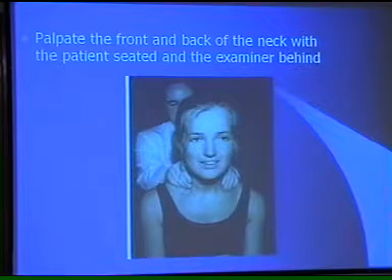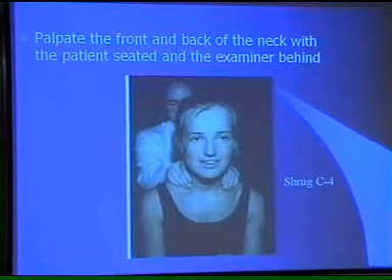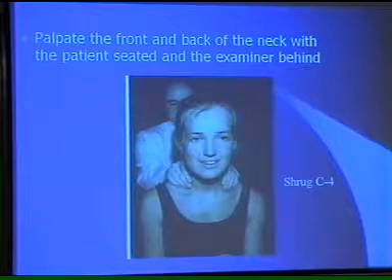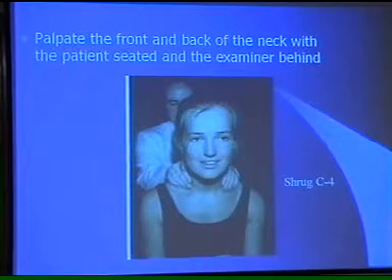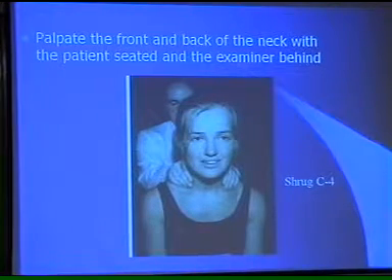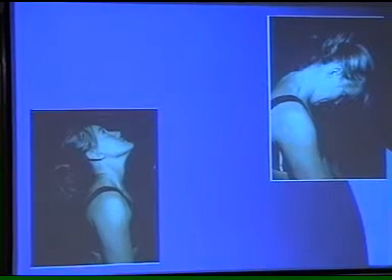Just as you are standing here examining, after you have looked from front and behind at the neck, ask the patient to shrug. When the patient shrugs, you have checked the C4. That's part of the brachial plexus, which you are going to continue to check as we examine the neck and the upper limb. Shrugging, checking the power of the trapezius.